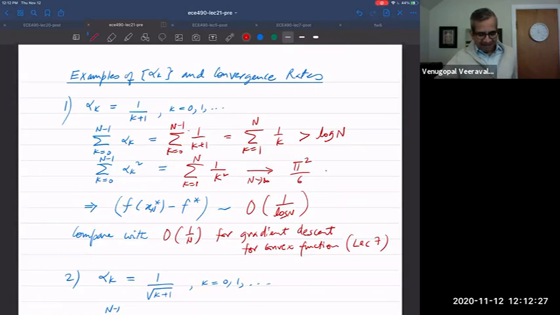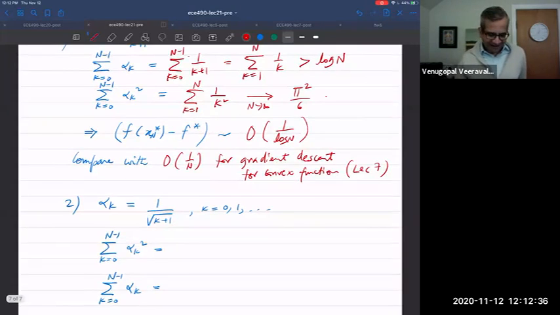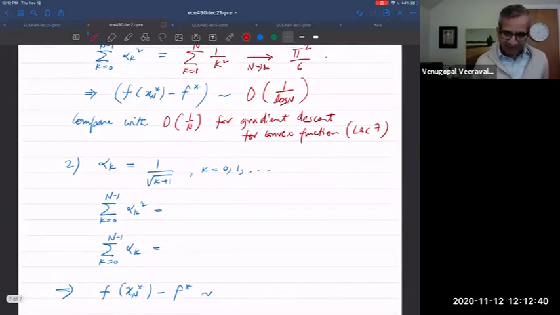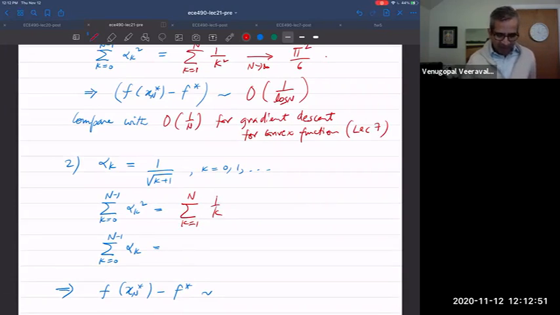Any guesses? Actually, I wrote that down right there, right? So I already revealed it. So that's the 1 over square root of k. Actually, that turns out to be a better choice. So let's see what happens with 1 over square root of k. So in this case, the summation of alpha k squared is the sum of 1 over k from 1 to n.